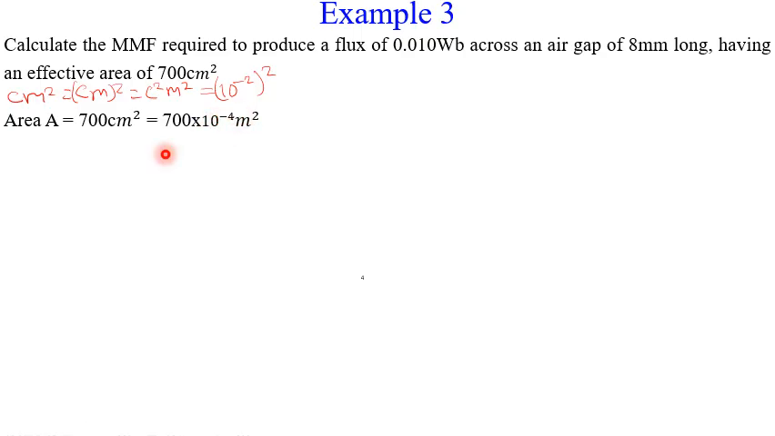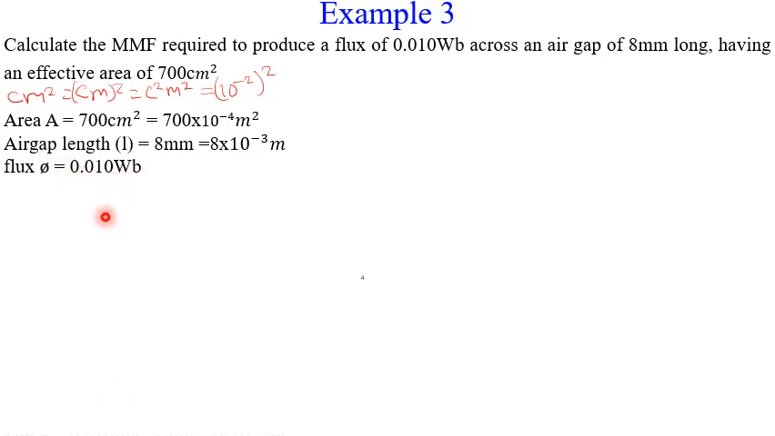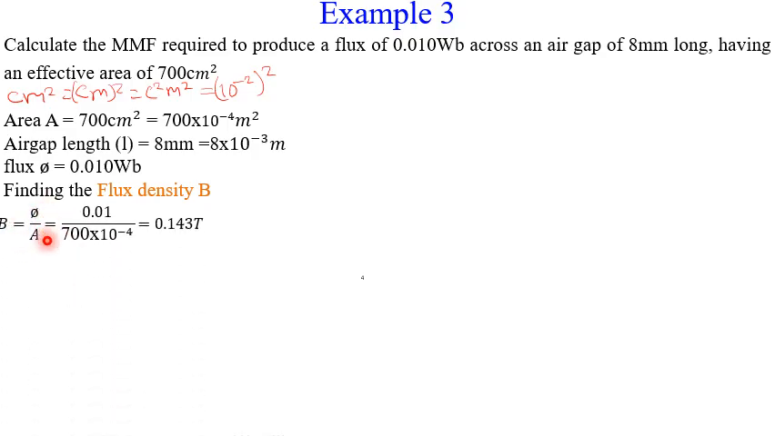So doing that, we also have to convert the length. Converting the length to the appropriate unit, we have 10 times 10 raised to the power minus 3. And the flux, we've been given the flux. They are telling us to calculate the magnetomotive force, but before that, we have to calculate the flux density. It simply equals the flux divided by the area. So we know the flux, which was 0.01, divided by the area, which was 700 times 10 raised to the power minus 4, which equals 0.143 Tesla.